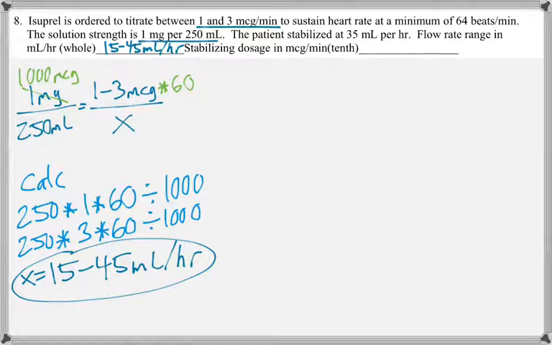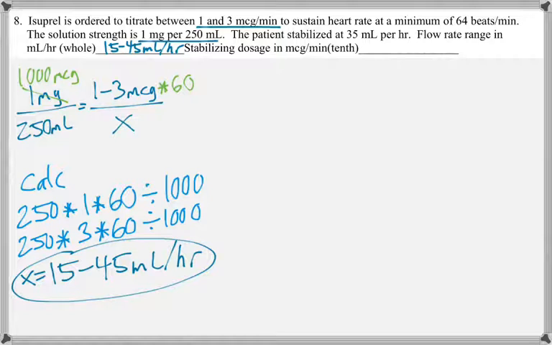So what that means is we're going to start the IV at 15 mLs per hour, and if the patient doesn't react, we're going to increase it to 16 milliliters per hour. And if that doesn't work, we're going to increase it to 17, and then 18, and then so on.